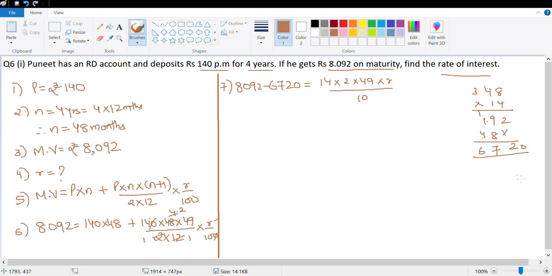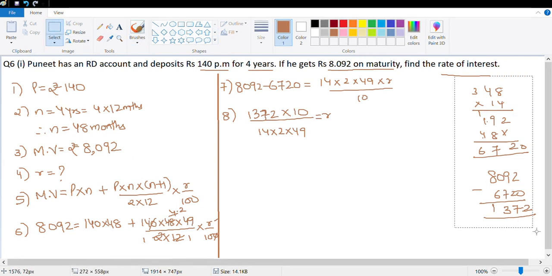Perfect. Now let's subtract 8092 minus 6720. 2 minus 0, 2, 9 minus 2, 7, 10 minus 7, 3, 7 minus 6, 1. So this is 1372. So 1372, cross multiply, multiplied with 10 divided by 14 into 2 into 49 is equal to R.